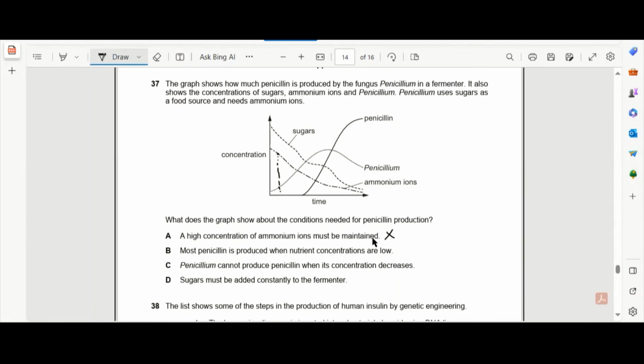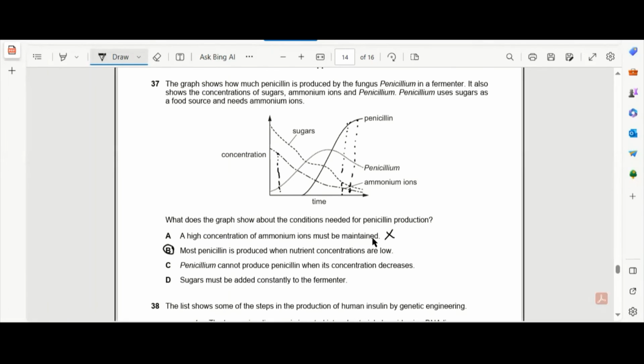Most penicillin is produced when nutrient concentrations are low. Okay, nutrients are sugars and ammonium. So both of them are low when penicillin production is the highest. Like here, when both ammonium ions and sugars are very low. So B is the correct answer.